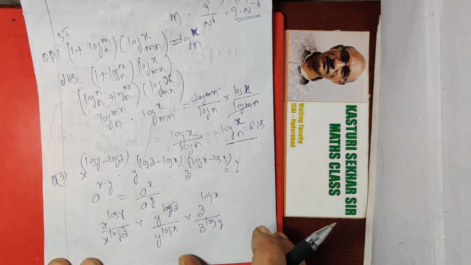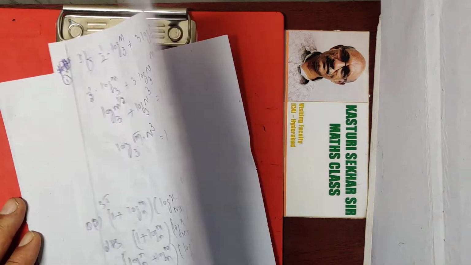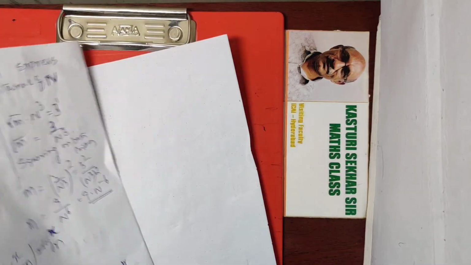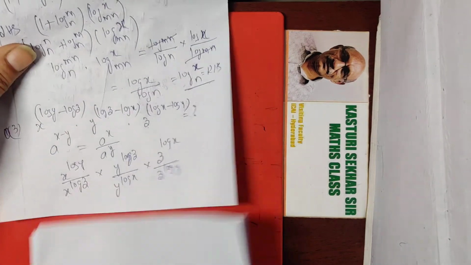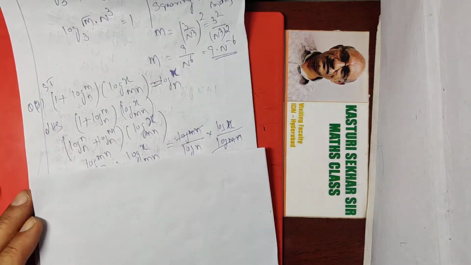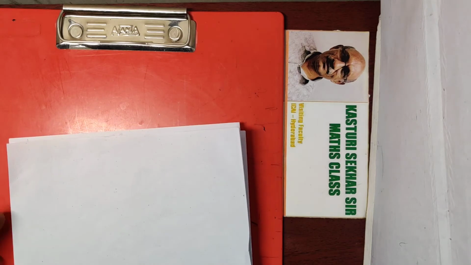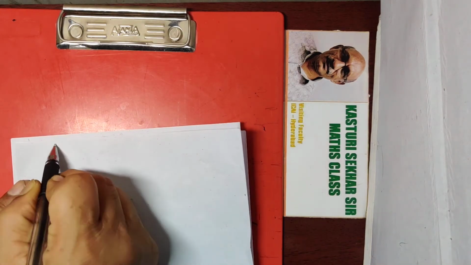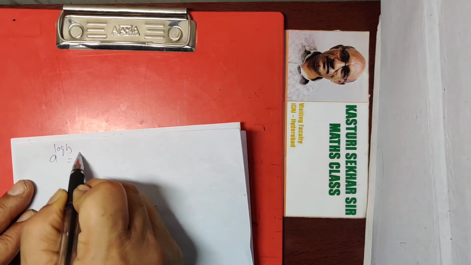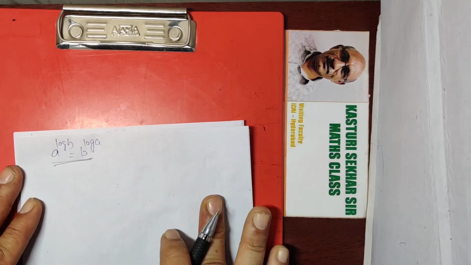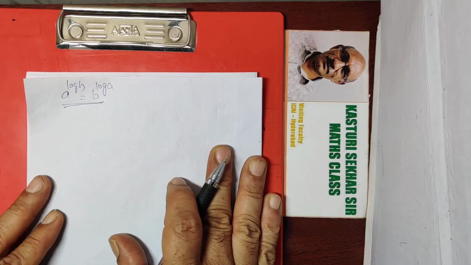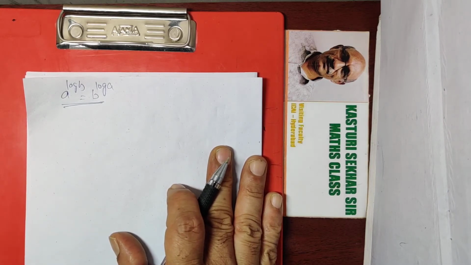Now there is a result in log. What is that result? That result is a to the power log b is equal to b to the power log a. Let us see how it is true. I'll show you the proof of this one.